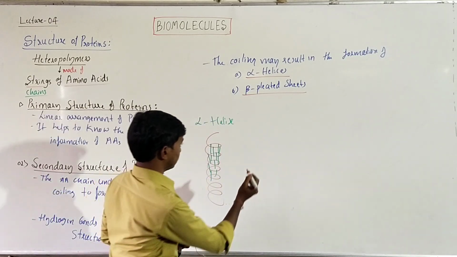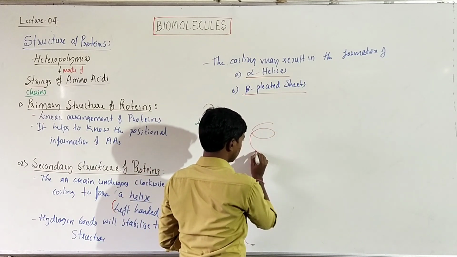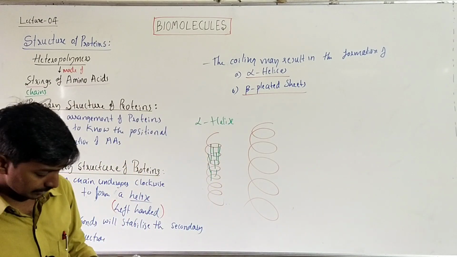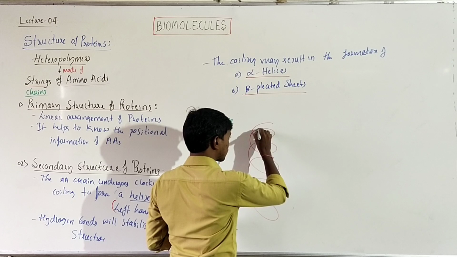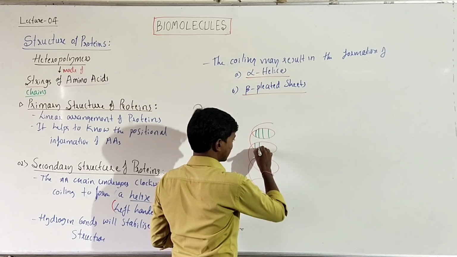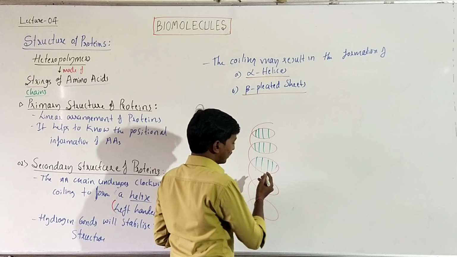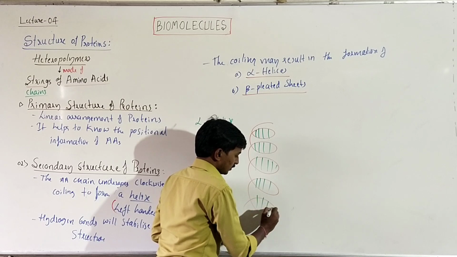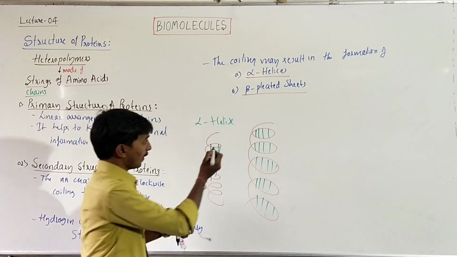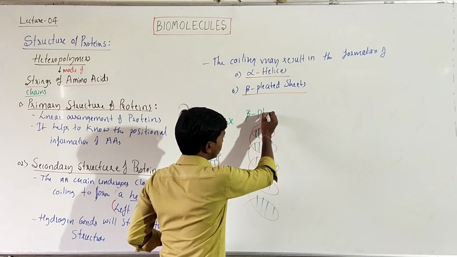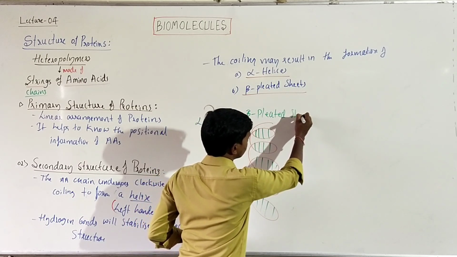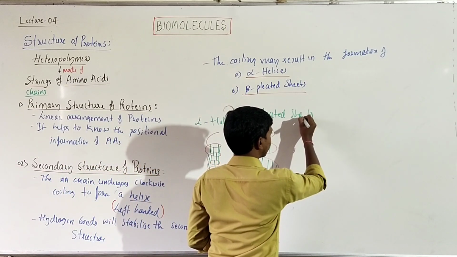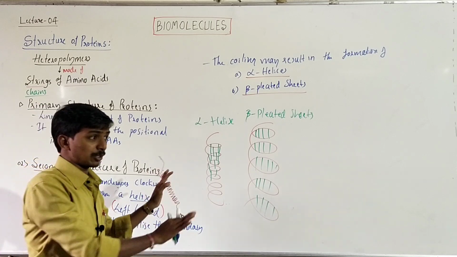So imagine this is the coil. Here, when the bonds are made between the respective coils itself, that becomes a sheet. So this is called a beta pleated sheet. Okay, it is just for your understanding. This may not come in the examination.